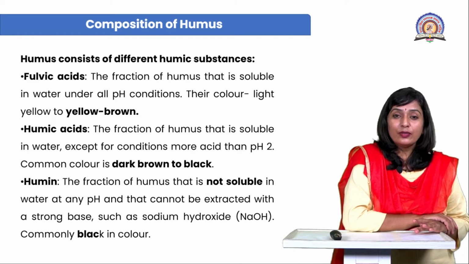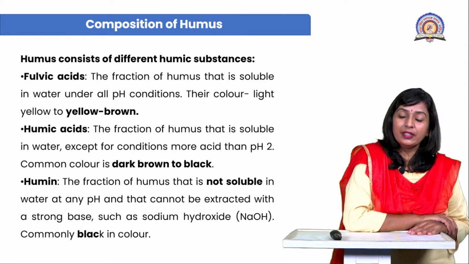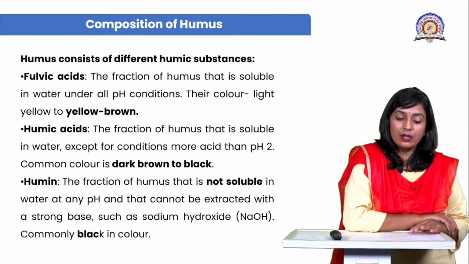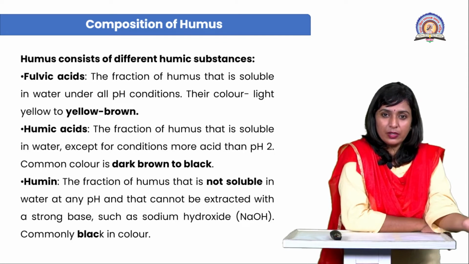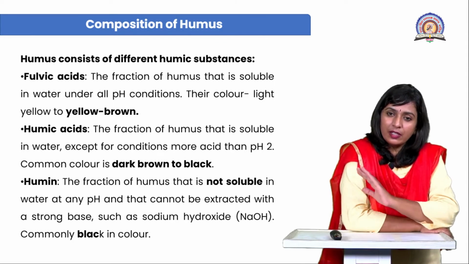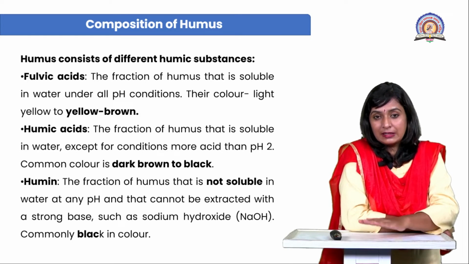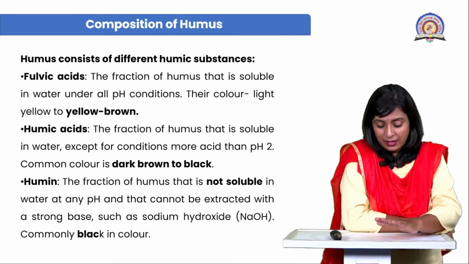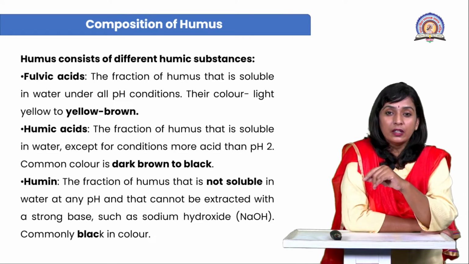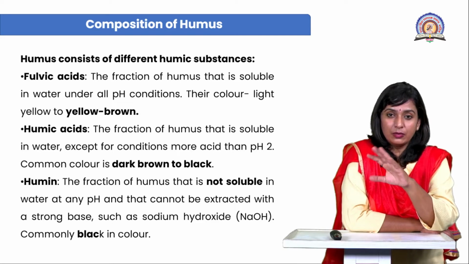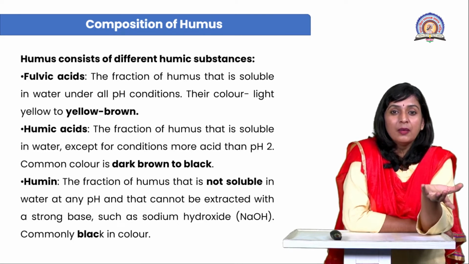Yes, it is a part of humus, but this is soluble in water at all pH. It means once the humus is formed, if it is dipped in water or comes in contact with water, it gets readily solubilized. Hence, this fulvic acid, the yellowish part of the humus, is not observed. It is very rarely observed. Then humus is nothing but a brownish black colored material.